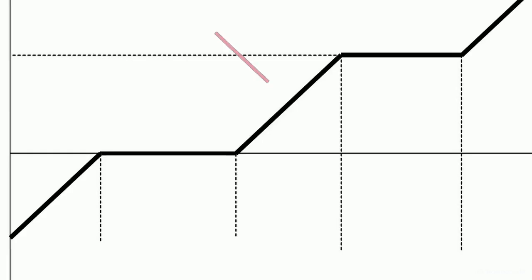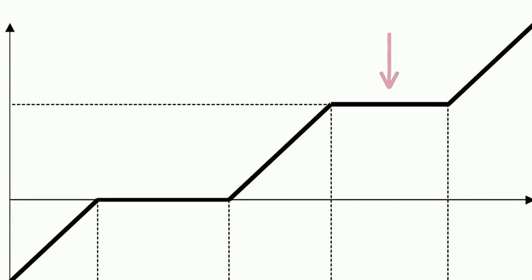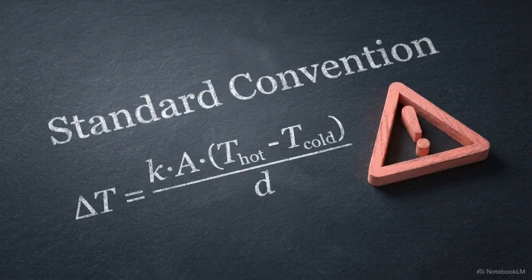This means we apply the specific heat formula, mass times C times the change in temperature. But during the flat plateaus, the temperature holds steady as the substance undergoes an active phase change. Here we use the latent heat formula instead. Since our copper and water are only changing temperature, not state, we rely on the specific heat formula. This brings us to a crucial formatting rule.